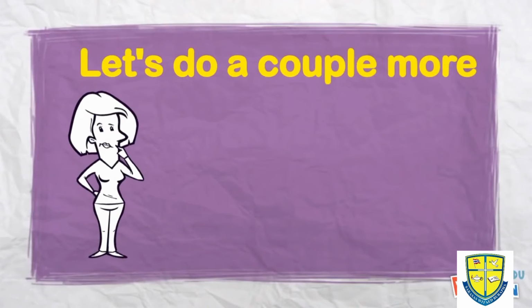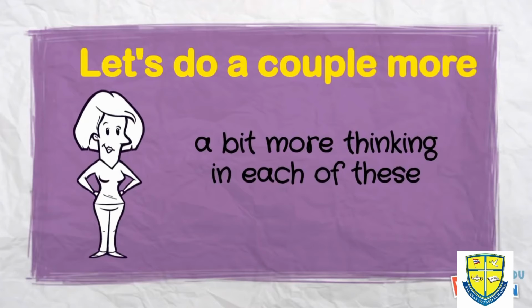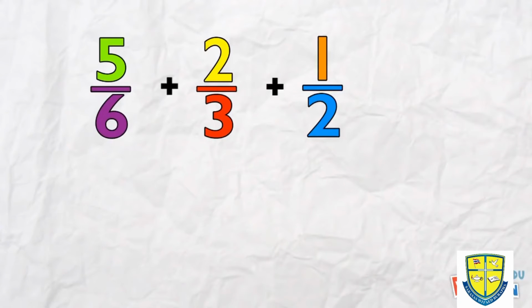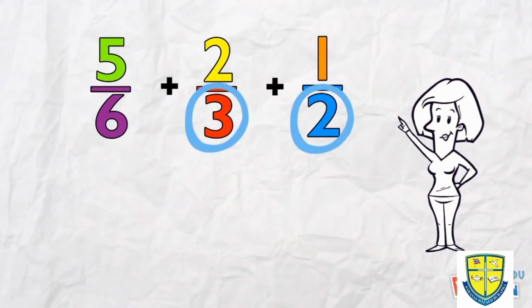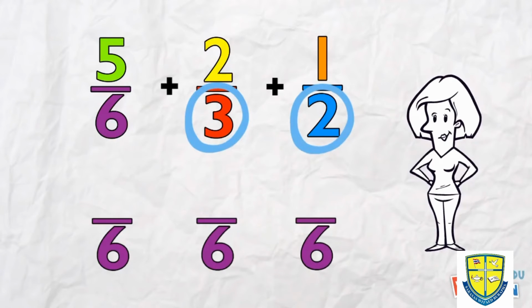Let's do a couple more to make sure you're okay with this. And obviously, there will be a bit more thinking in each of these because I don't want you falling asleep if you think it's too easy. First, we look at the denominators. We've got 2, 3 and 6. If you know your tables, you'll spot that 2 and 3 are both factors of 6. So 6 is the lowest common denominator.